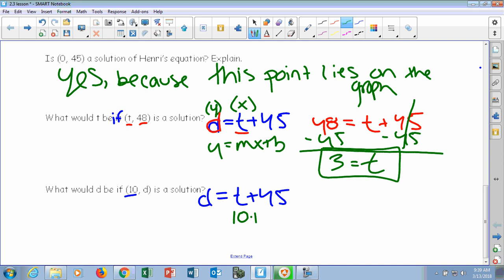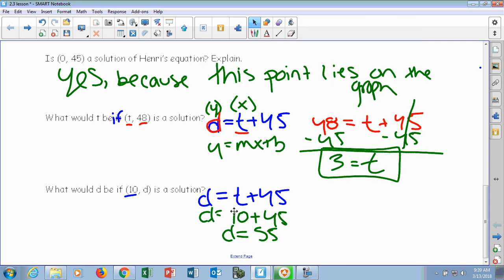So I can plug in my 10 for my T. And when I do that, Gavin, what do I get? 10 plus 45 gives me 55. Hand on your head if you got 55. Hand on your head. Give yourself a pat on the head.